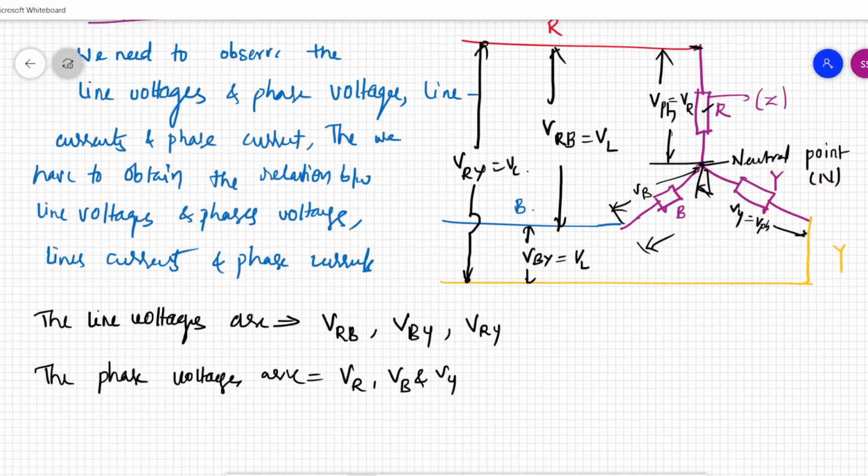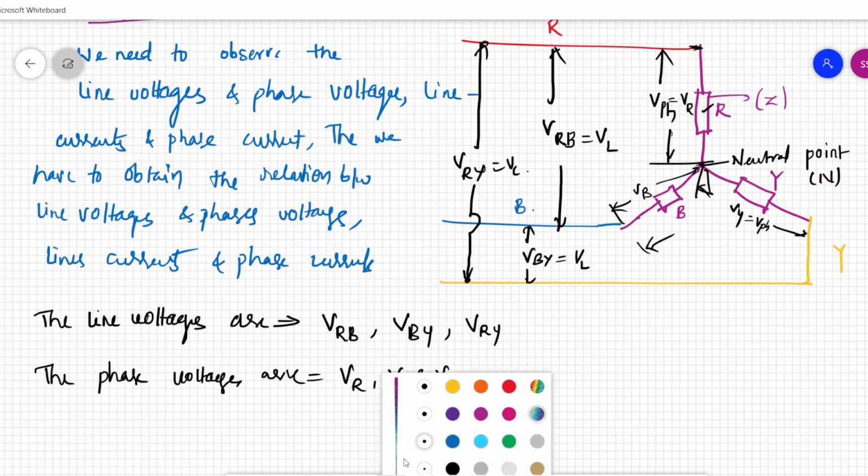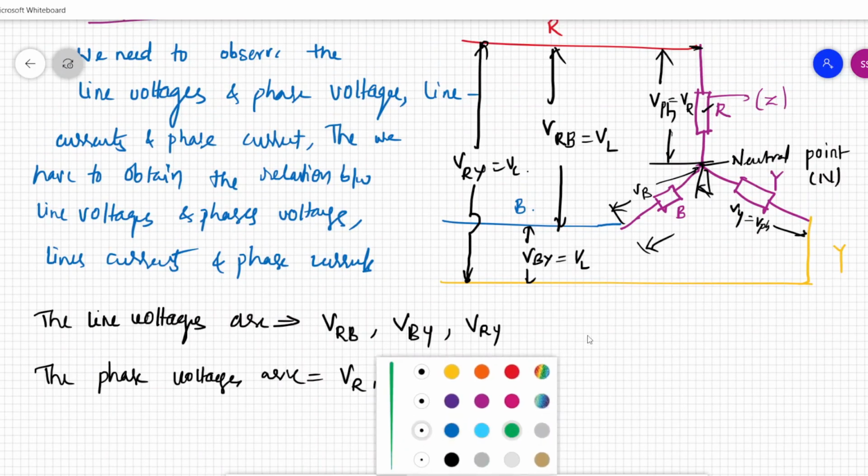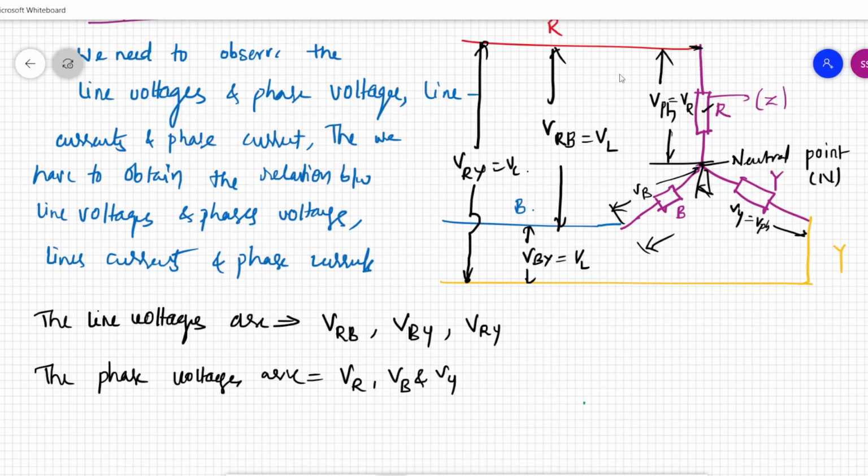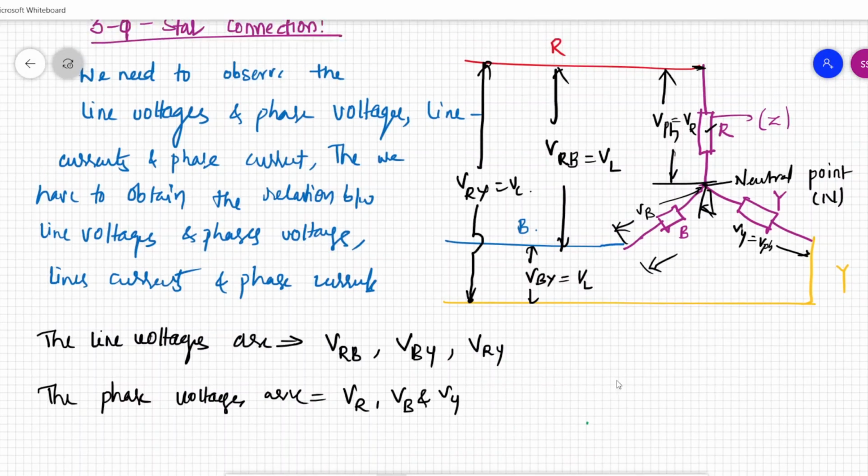So I'm going to denote them with green color. Okay. So this is line current, that is IR, the R line current. This is IR. So the currents flowing in lines are line currents. So this is current flowing in line B, and this is current flowing in line Y. And I have mentioned them with capital letters because they are line currents.